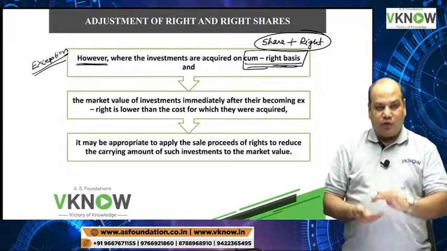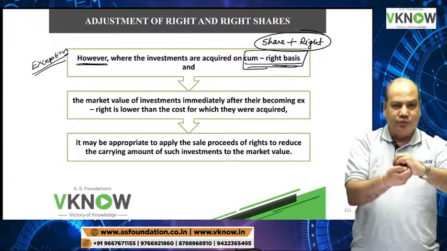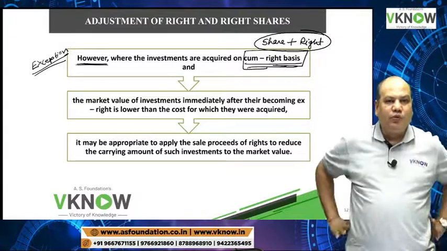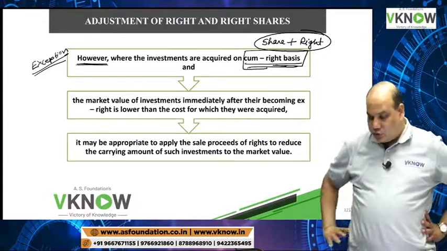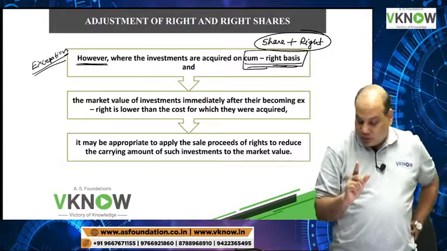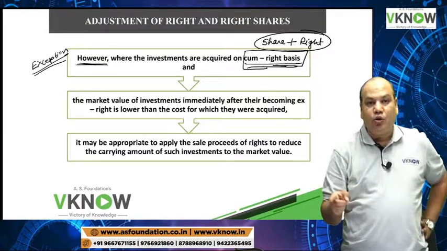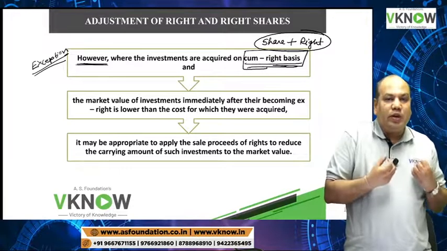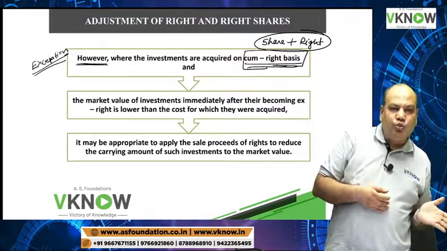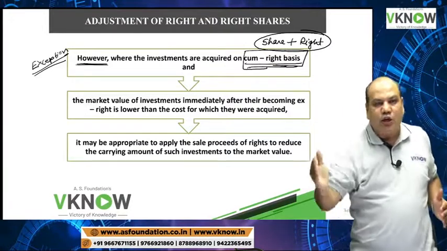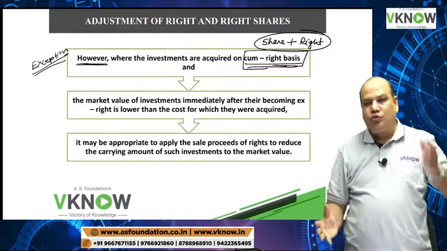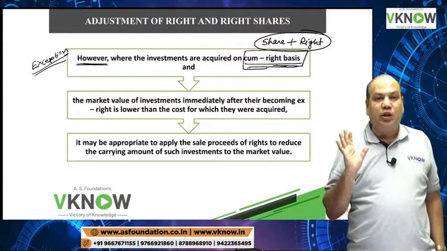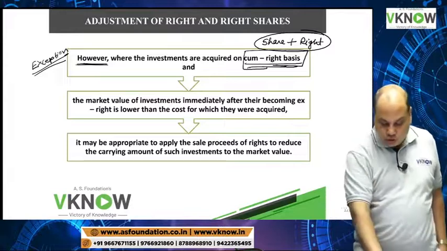Same logic applies when I buy two things together, share plus right, and I remove one thing, I will reduce the value of the investment. So keeping that logic in mind, where the investments are acquired on cum right basis. That is when the right issue was announced and before the cutoff date, you purchased the share and later you sold the rights.